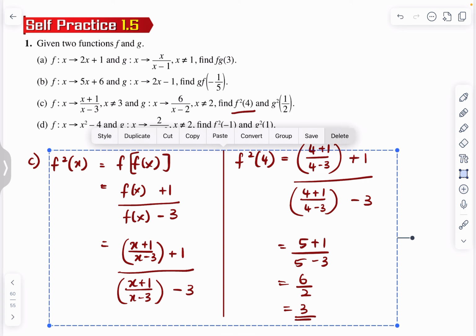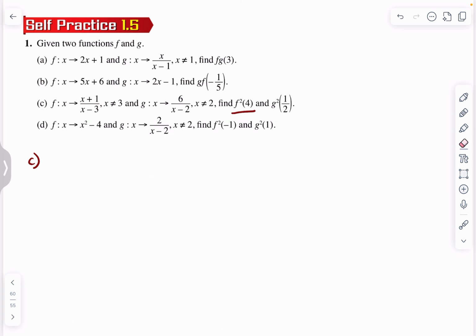Then we try to find g square of 1 over 2. So first let's find what is g square x. So g square x is g of g(x). So if g(x) is 6 over x minus 2, g(y) is 6 over y minus 2, g(g(x)) would be 6 over (g(x) minus 2).